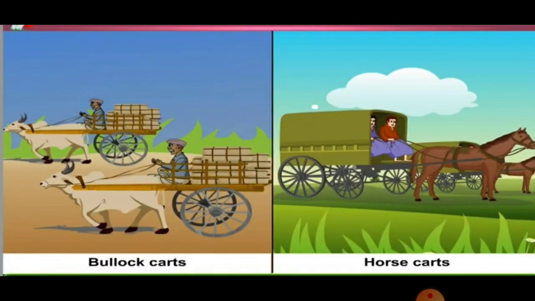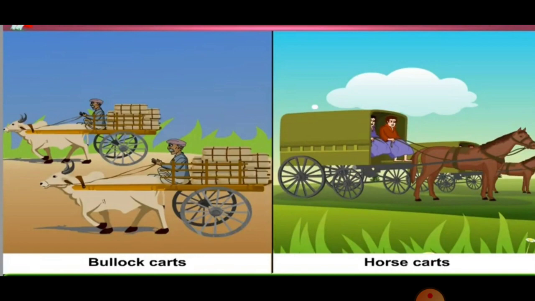Now in earlier days, in villages, there were bullock carts and horse carriages, like in my previous video I discussed. You can see the difference between bullock carts and horse carts. Bullock carts are drawn by bullocks and they have two wheels. They are open from all sides. But horse carts are slightly more comfortable. They are driven by horses. They have four wheels and they are covered.